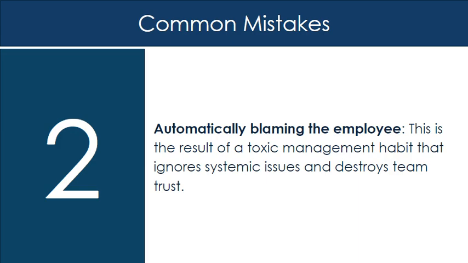Mistake 2. Automatically blaming the employee. This is the result of a toxic management habit that ignores systemic issues and destroys team trust. The fix is to focus on processes, not people. Ask: was the procedure clear? Was the employee trained? Was the correct equipment available? Was there adequate time? Was the employee supervised? Was the process practical? And were expectations clearly communicated?